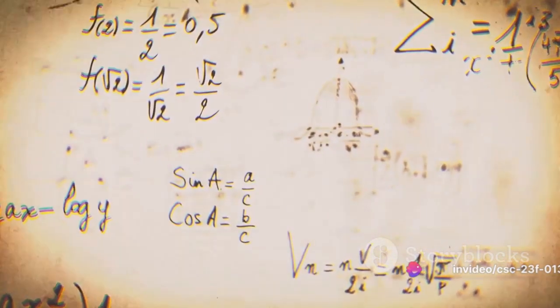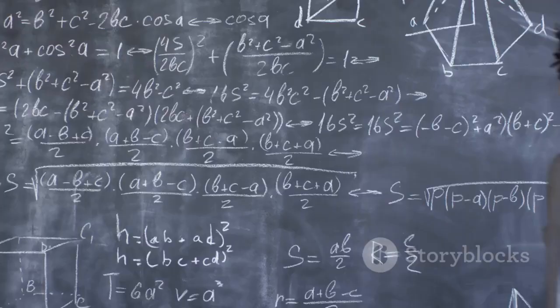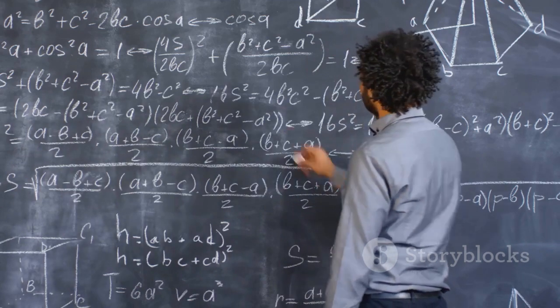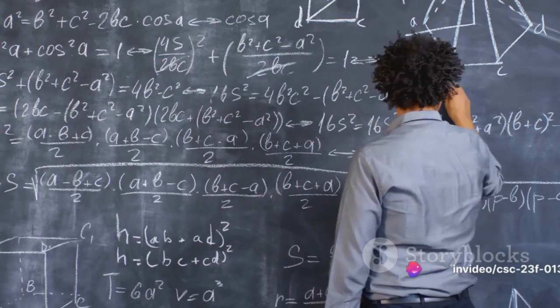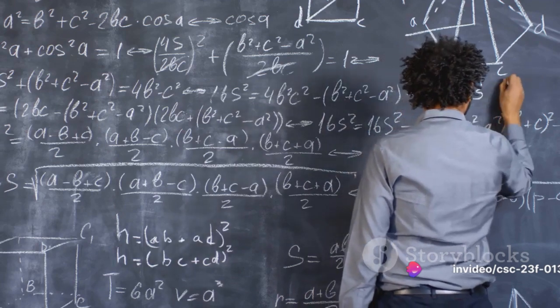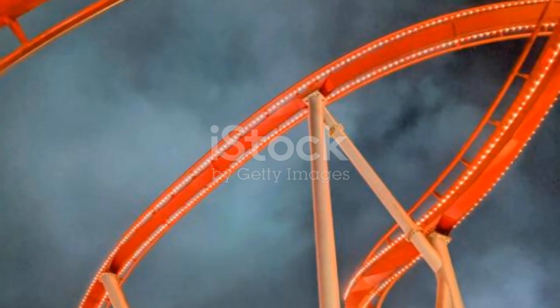It stipulates that for a function continuous on a closed interval and differentiable on an open interval, if the function's values at the endpoints of the interval are equal, there exists at least one point in the interval where the derivative is zero. Picture a roller coaster ride.